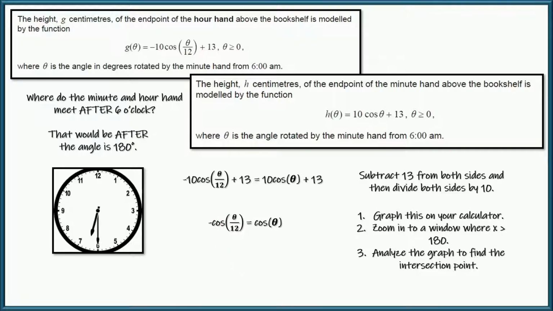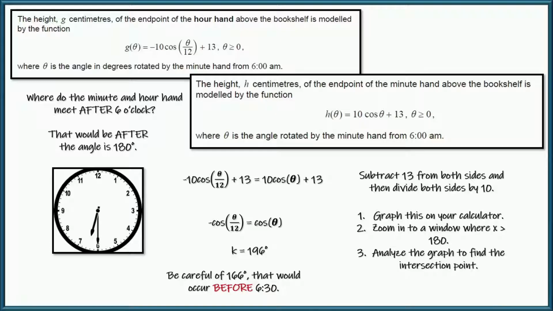Now on a graph, if you graph this together and you zoom into a window where x is more than 180 degrees, you can analyze the graph and find the point where they intersect. And what we're going to see is that it's equal to 196. Now, you do have to be really, really careful because the graph can be kind of hard to see on these graphing calculators. And it can look like 166, but that would actually be before 6:30.